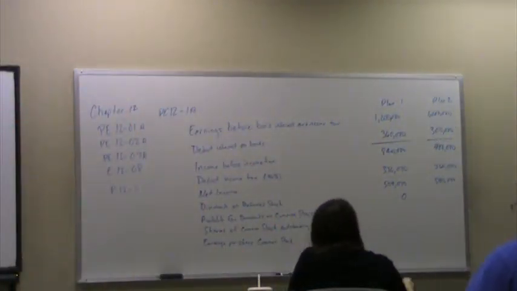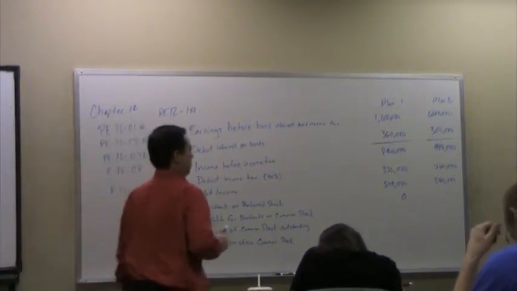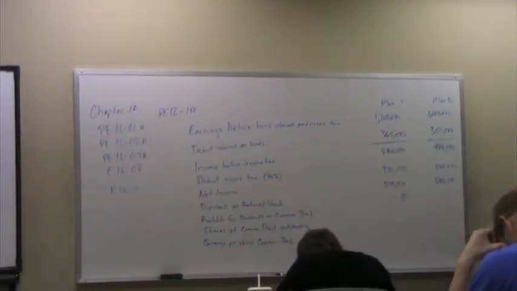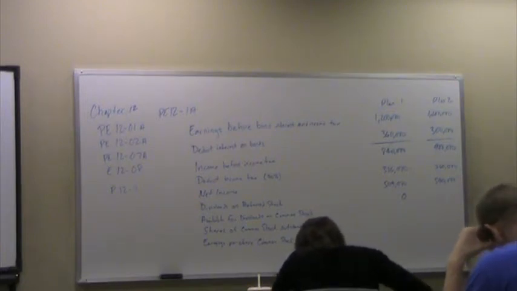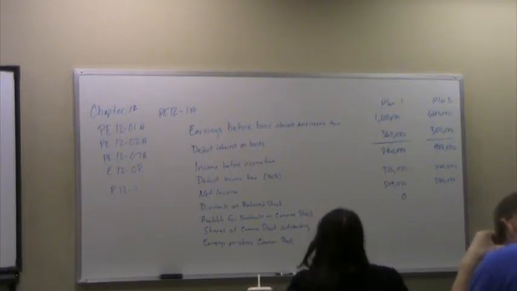So we don't have any on plan 1. What do we have on dividends in plan 2? Well, since we have $3 million, $3 par.